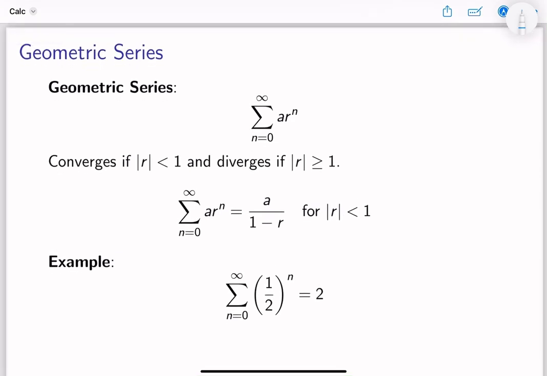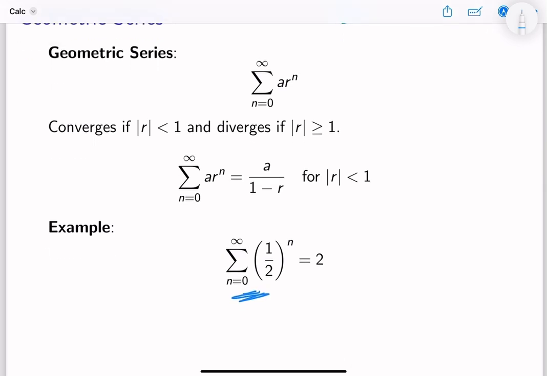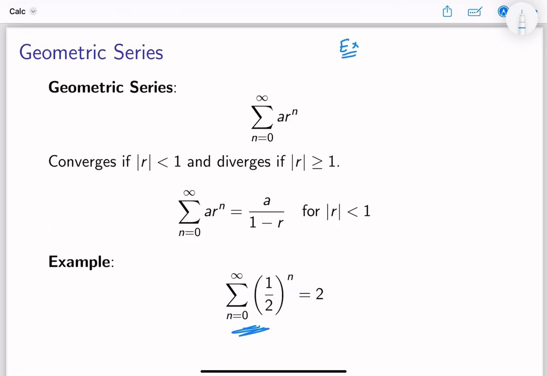So this is yet another very important example of a series to keep in mind. Series that take the form of the sum of r to the n as n goes from 0 to infinity. Let me just give you a quick example: the sum from n equals 0 to infinity of 1 over 2 to the n. If you take r to be 1 over 2 and a to be 1, then the series that we have is the sum of 1 over 2 to the n as n ranges from 0 to infinity.